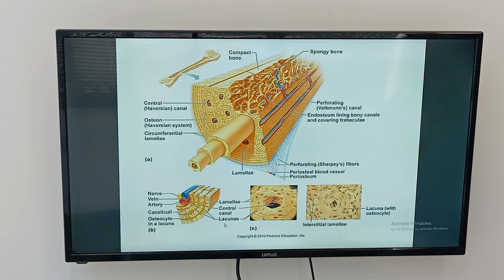We can look at part A of the picture. This outside layer is the compact bone. Inside the compact bone, there is a spongy material called spongy bone. The spongy bone is usually softer than the compact bone, so it will need some type of support, which the compact bone will provide.